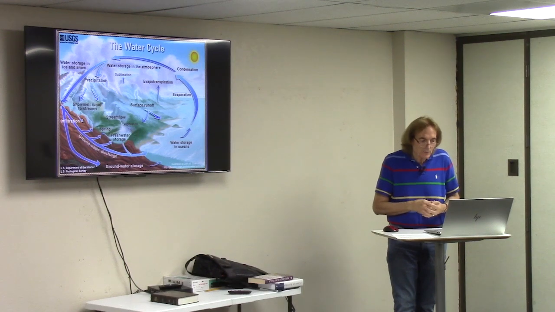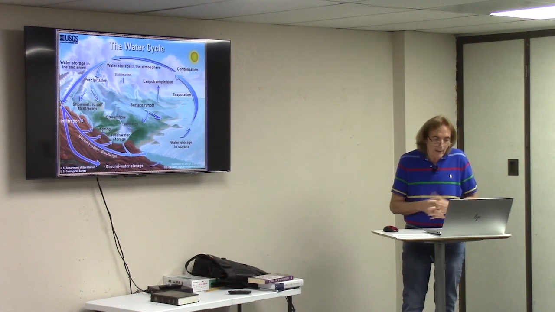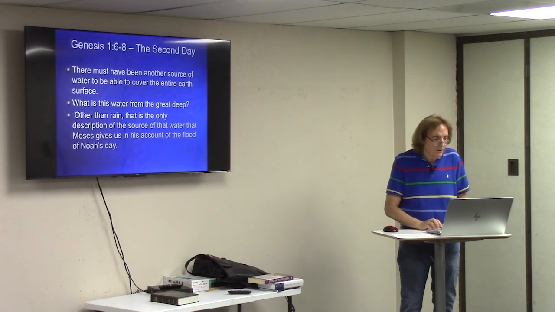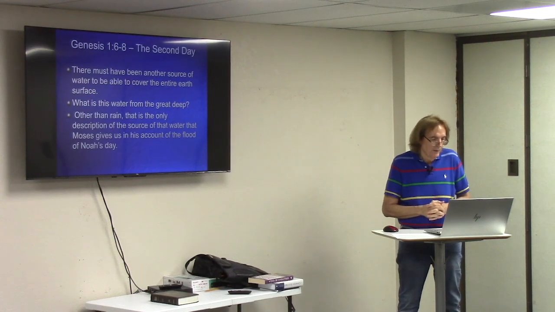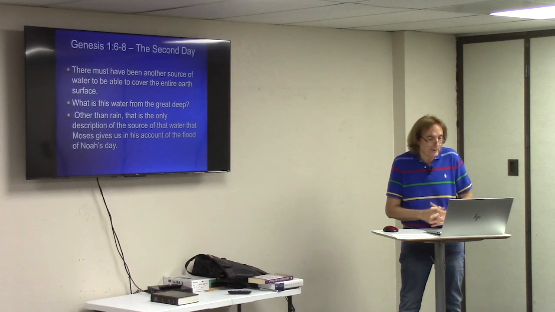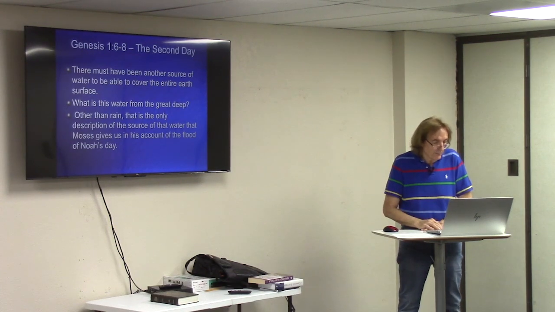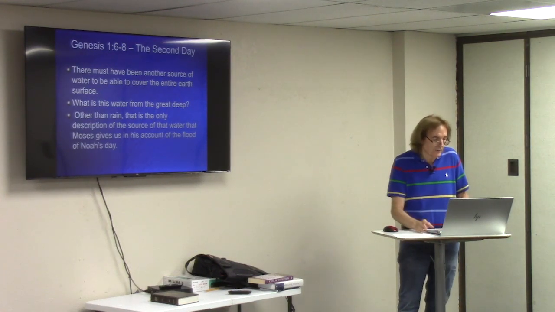So the surface water that was present prior to the flood simply could have never covered the entire surface of the earth and the top of the mountains by 20 feet or more of water, as Scripture tells us, 15 cubits. That would have been impossible. So logically, there must have been another source of the water to be able to cover the entire surface of the earth. So reading 7:11 completely gives us the answer. It seems that the key answer here would be to determine just what these springs or fountains of the great deep are. And other than rain, this is the only description of that source of water that Moses gives us in this account of the flood of Noah's day.